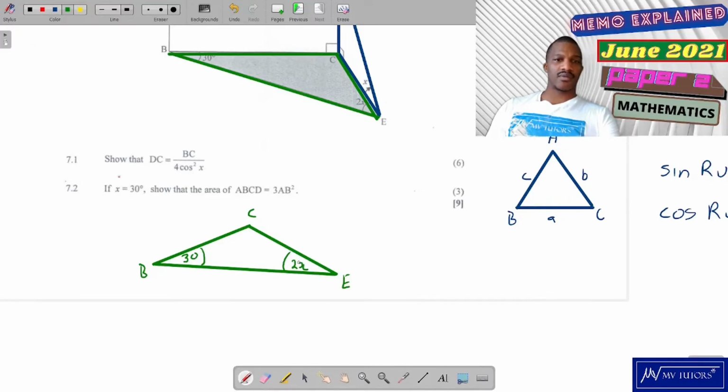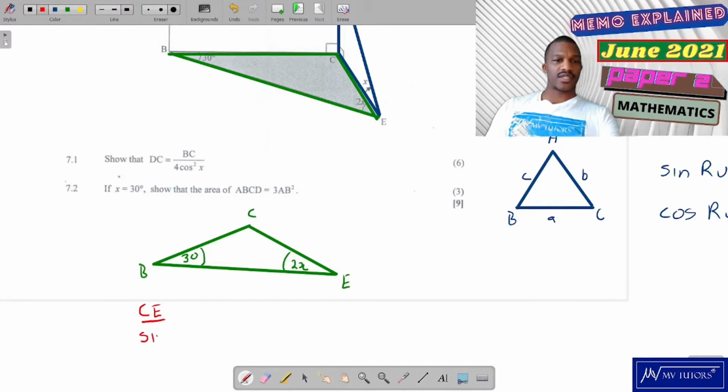So how can we solve for CE? If it's not a right angled triangle, then we can use either the sine rule or the cos rule. You can find these rules under your formula sheet. Because we have two angles, that means we can use the sine rule, and we're looking for the side. So then we'll say CE. Let me use a different color there. Let's go for red.